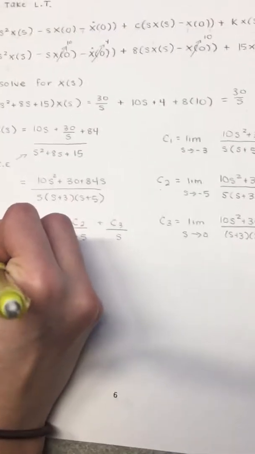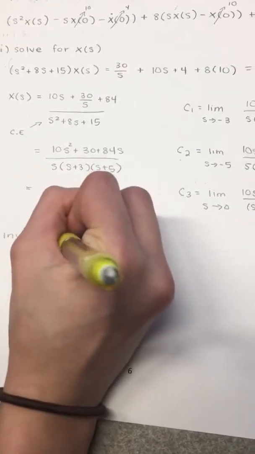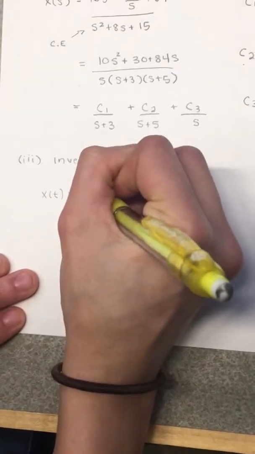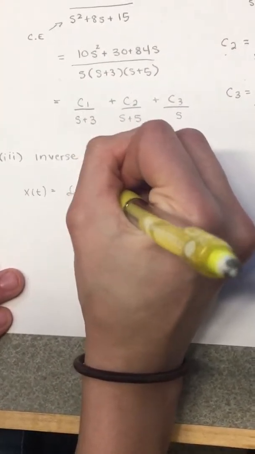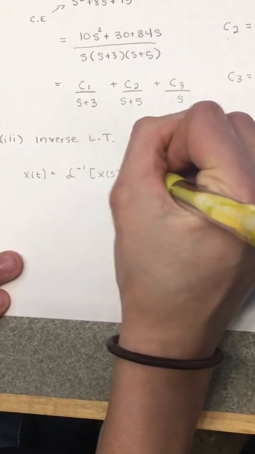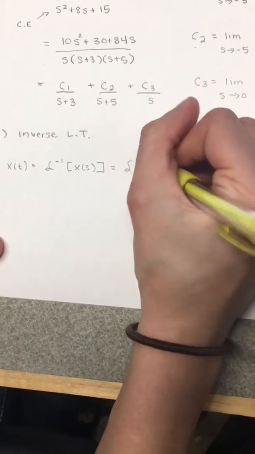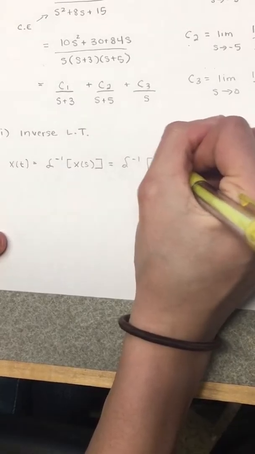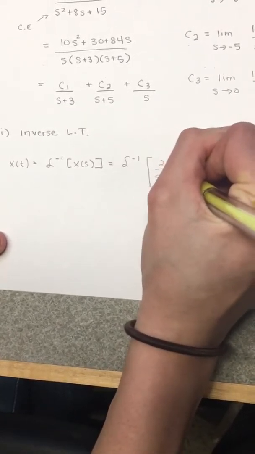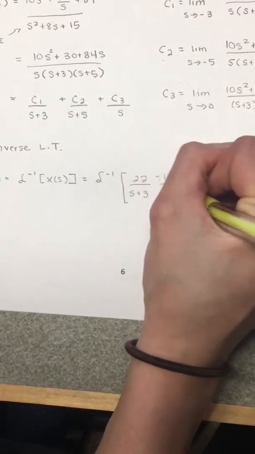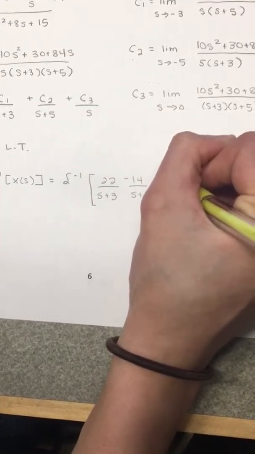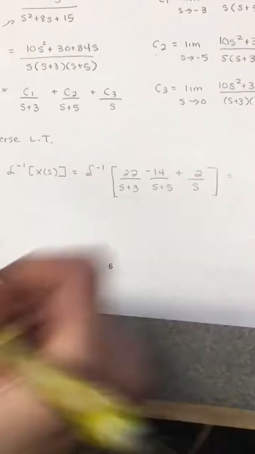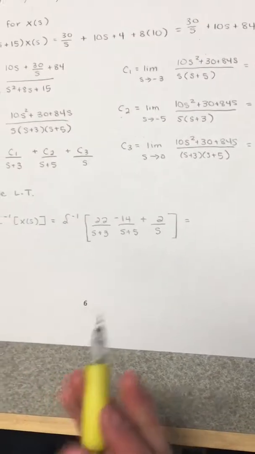So next step is going to be taking the inverse Laplace transform. You're going to get x(t) is the inverse transform of X(s), which is the inverse transform of, if you plug in your constants here, 22 over s plus 3 minus 14 over s plus 5 plus 2 over s, equals, and then for this you're going to want to use your inverse Laplace transform table.